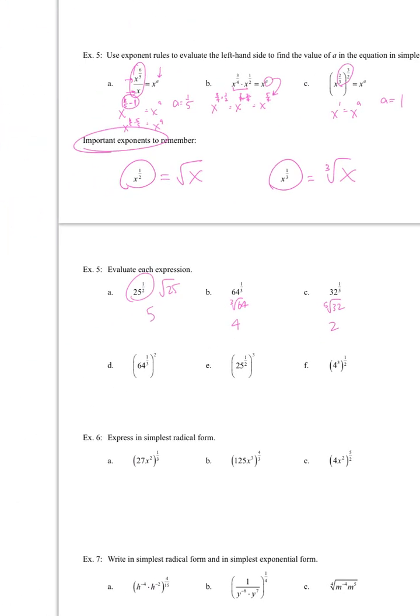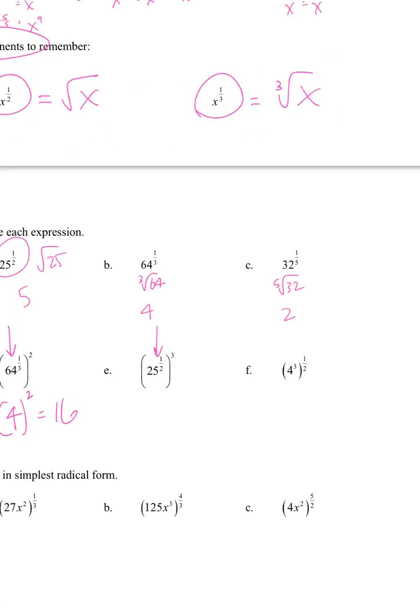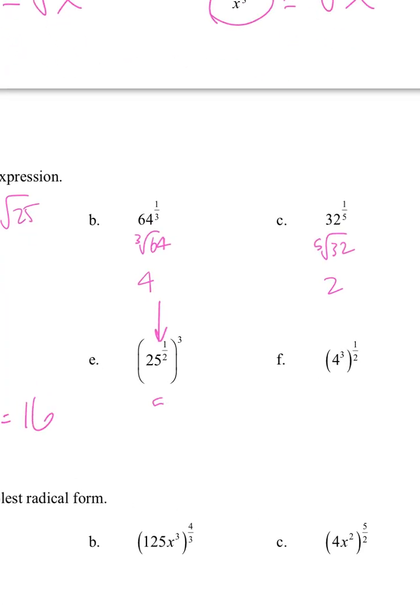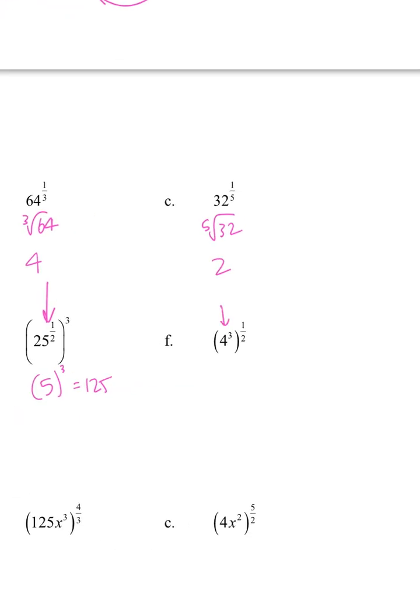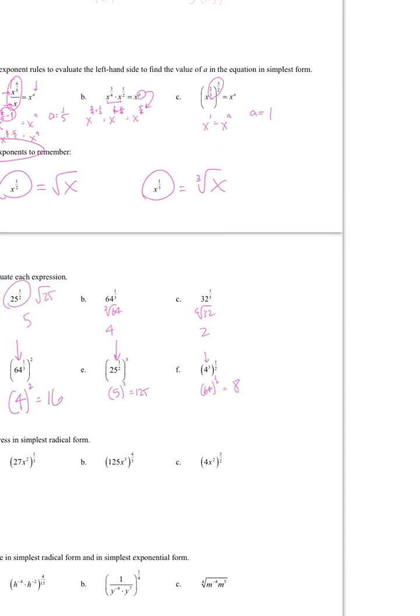Then you can put those things together. So here, the cube root of 64 is 4, and when I square that, I get 16. Then here, inside these parentheses, the square root of 25 is 5. When I raise that to the 3rd, that's 125. And then 4 to the 3rd is 64. When I raise that to the 1/2, that's the same thing as asking what's the square root of 64, which is 8.